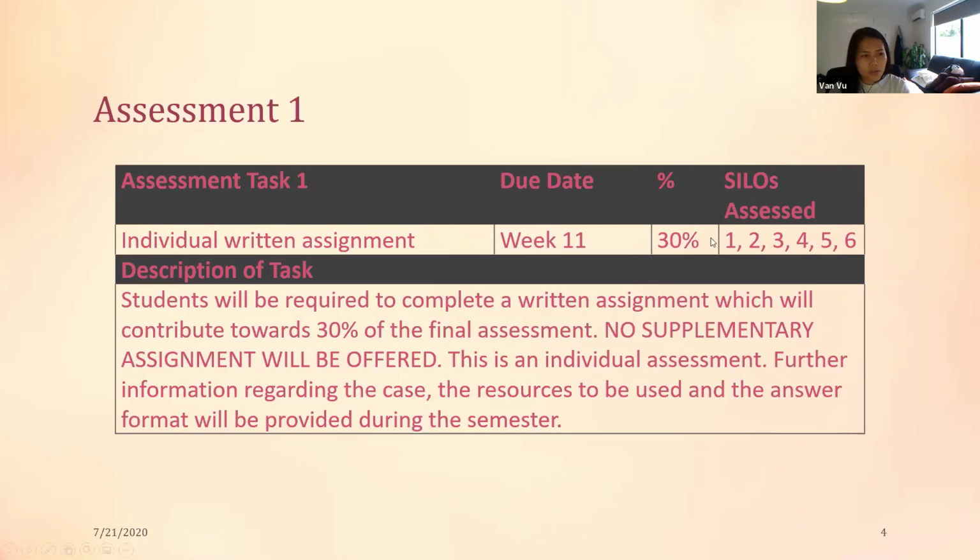The assignment is going to be worth 30% of your marks, and there will be no supplementary assignment. This is going to be individual, and you're going to submit your assignment through Turnitin as a business report.